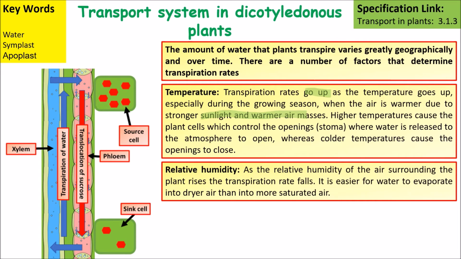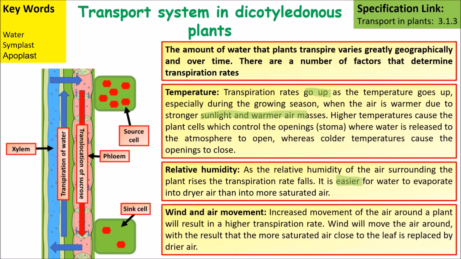Relative humidity: the relative humidity of the air surrounding the plant changes the rate of transpiration. It's easier for water to evaporate into drier air than into more saturated air because it's moving down the concentration gradient. Wind and air movement: increased movement of air around the plant will result in a high rate of transpiration, because wind moves the air so that more saturated air close to the leaf is replaced by drier air.